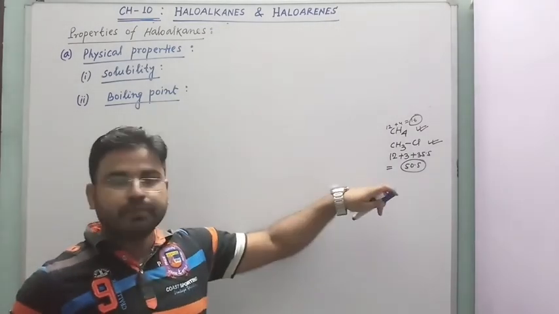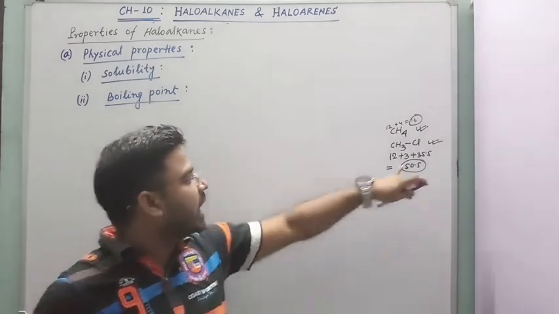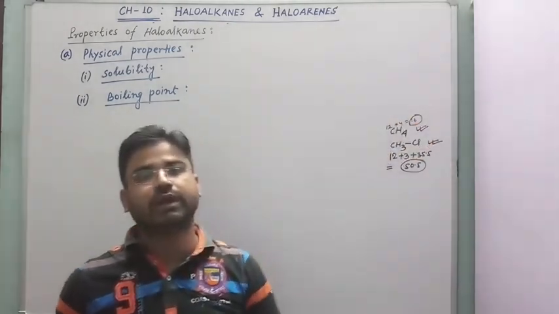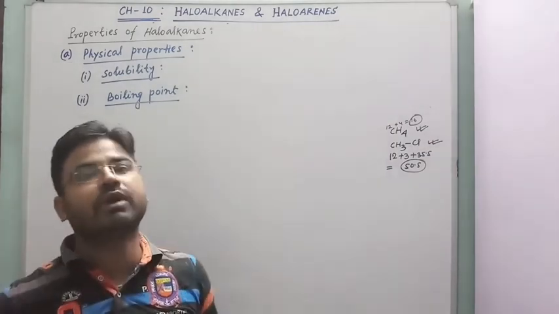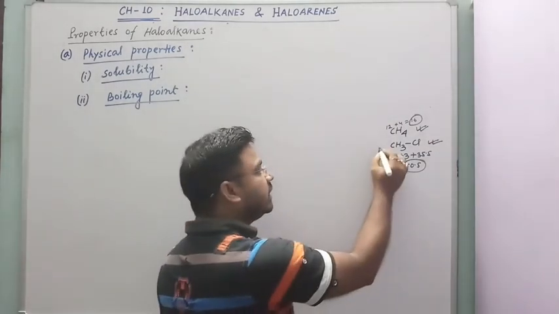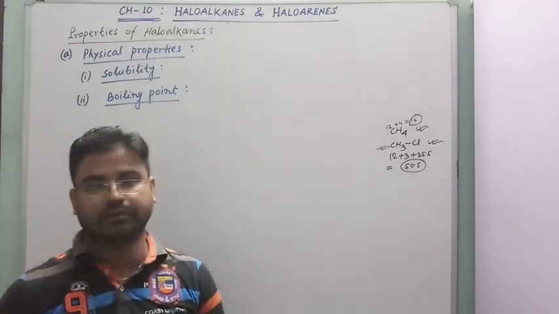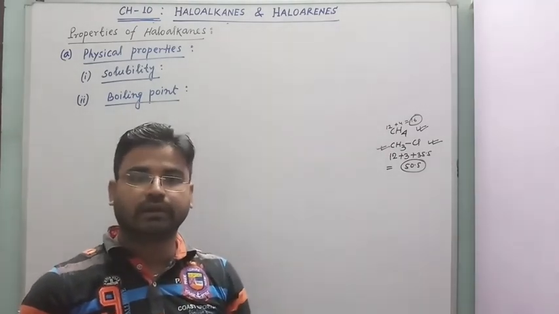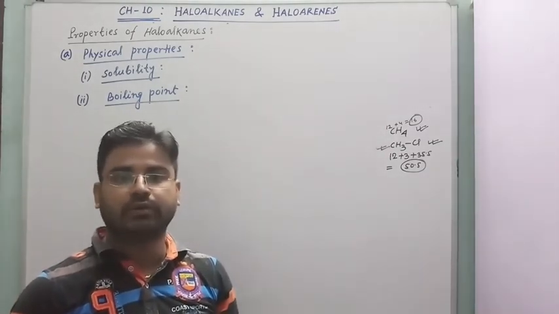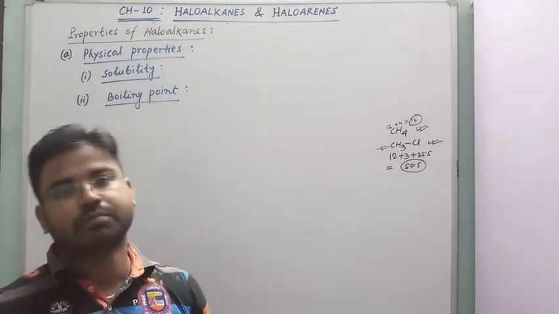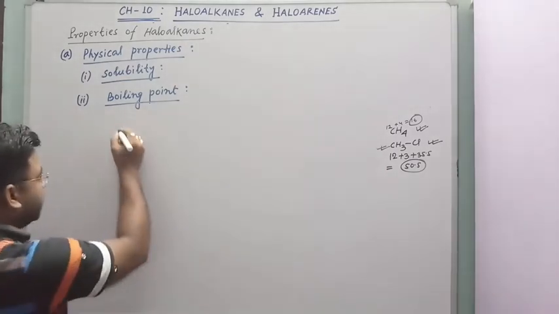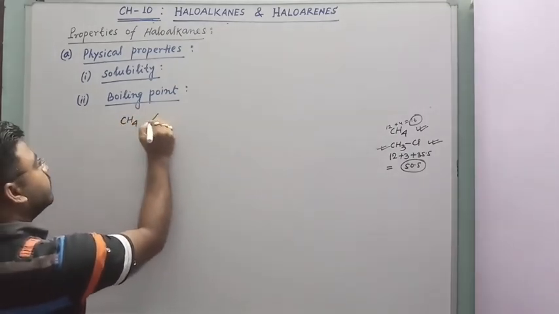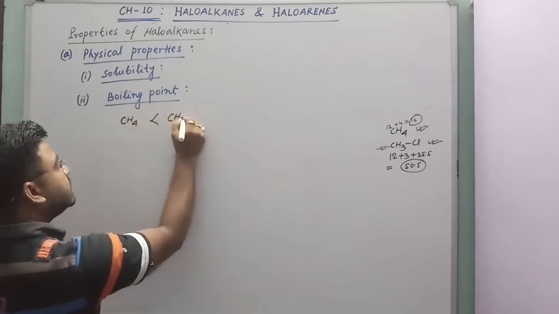So due to greater polarity as well as higher molecular masses of haloalkanes as compared to their parent hydrocarbon, the intermolecular force of attraction in the haloalkanes are higher. So the boiling point of haloalkanes are higher as compared to their parent hydrocarbon of comparable molecular masses. So for example, methane CH4, CH3F.